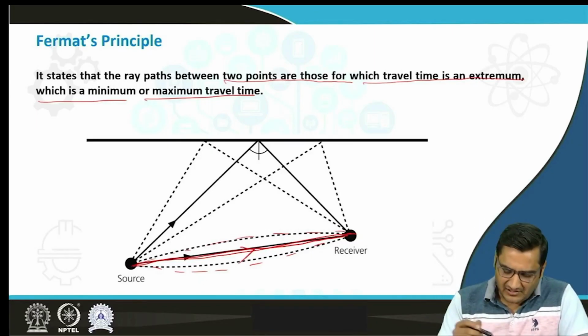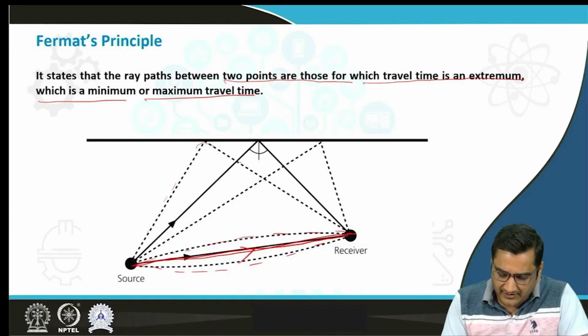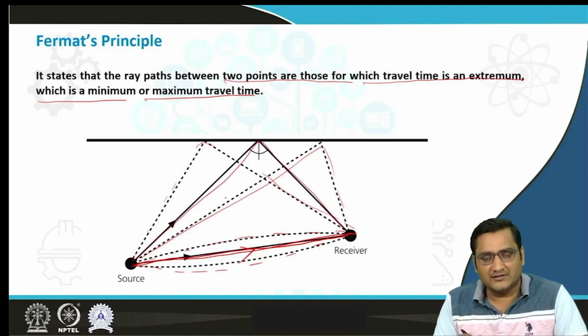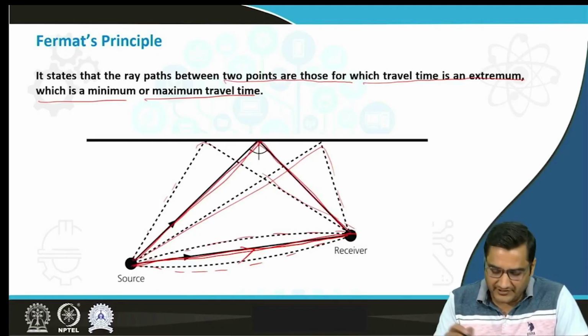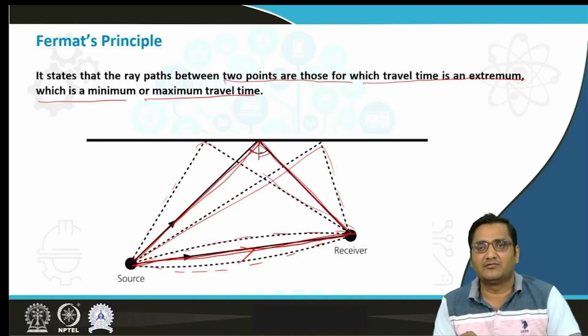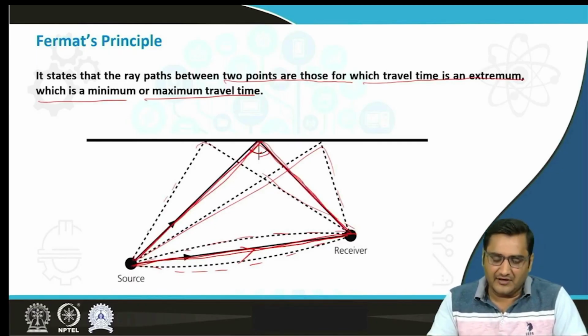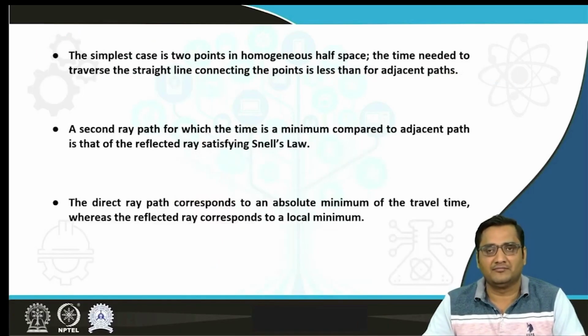Likewise, when you talk about the reflected wave, the reflected wave may come this way, it may also come this way, and it can also come this way. Among all these paths, this is the only path which will have the minimum time, at which the incident angle and the reflection angle are equal to each other. So that means it will take this path only. Okay, so this is Fermat's principle, which says the ray path between 2 points is one for which the travel time is an extremum, which is a minimum or the maximum travel time.